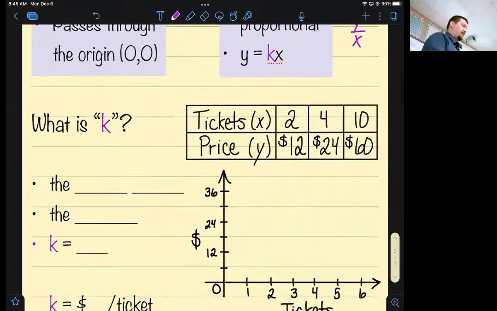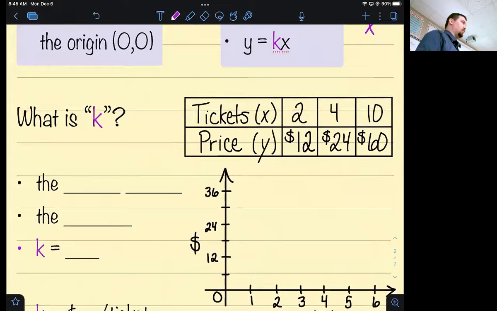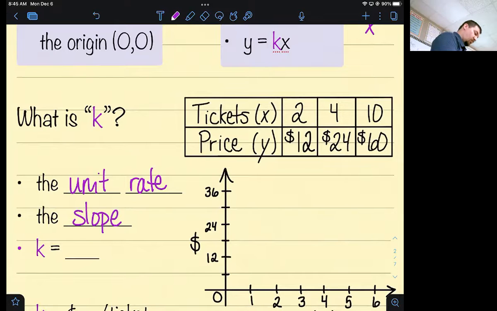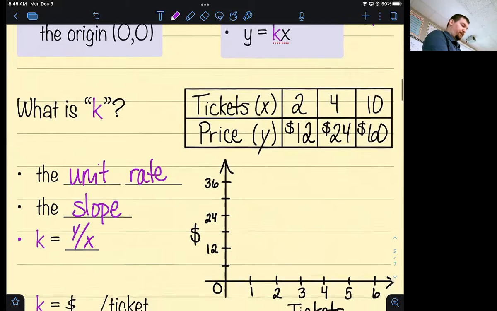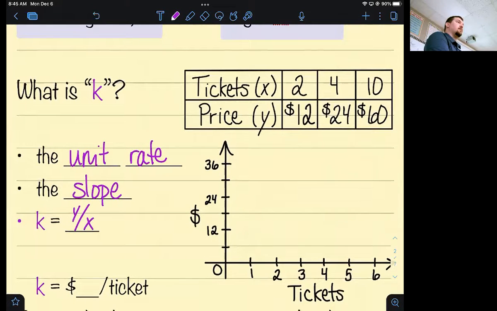So what is K? Well, we know it's the constant, but what is that? Another way of saying K is the unit rate. It's actually the first thing we did this chapter was find unit rates. So K is the unit rate. K is also the slope. And K is what you get when you do Y divided by X. So for this example here with the tickets, what's the K value?